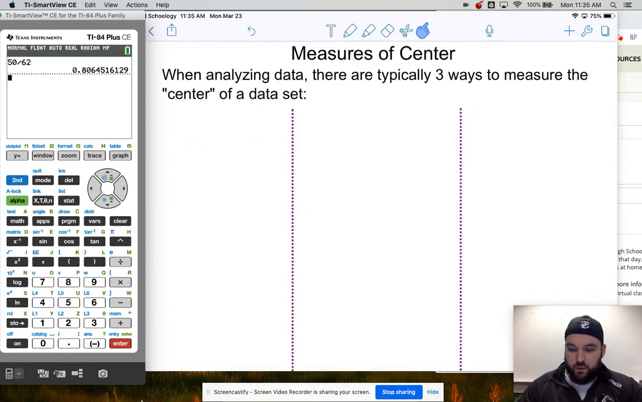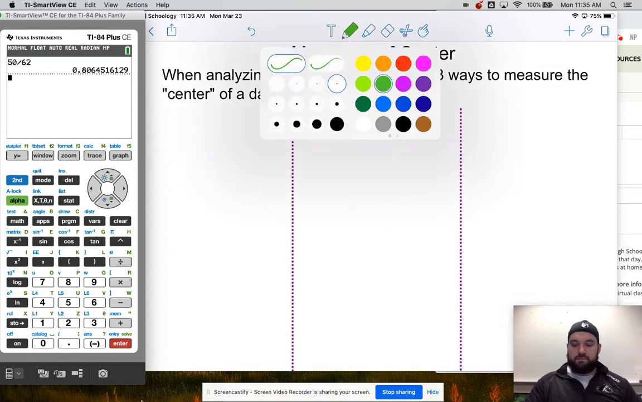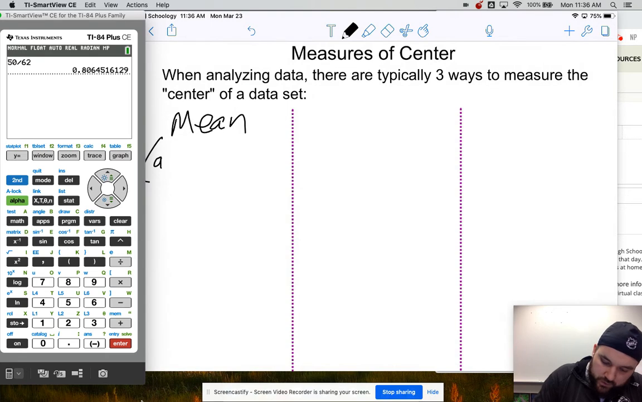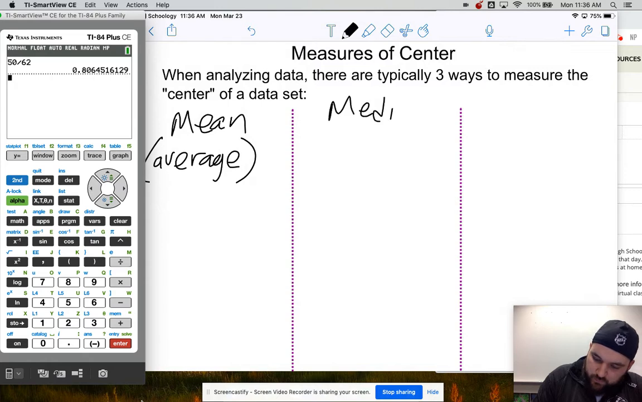Let's review real quick the measures of center. When you talk about data, a number that's assigned to a set of people, the classic examples being shoe size or number of siblings, there are three ways to measure the center of the data: the mean, which is often referred to as the average, the median, and the mode.